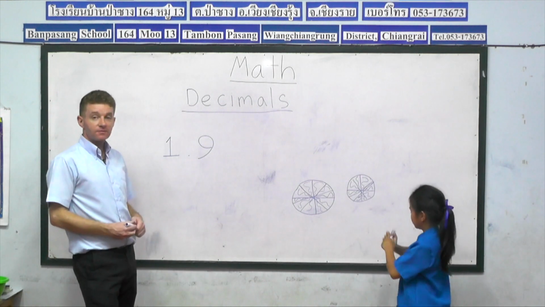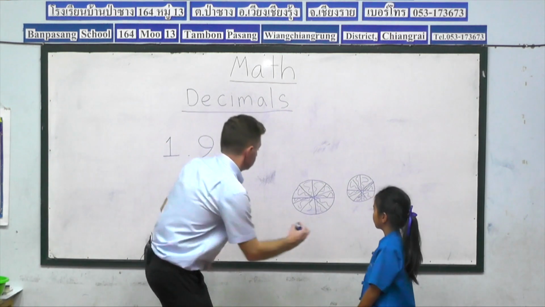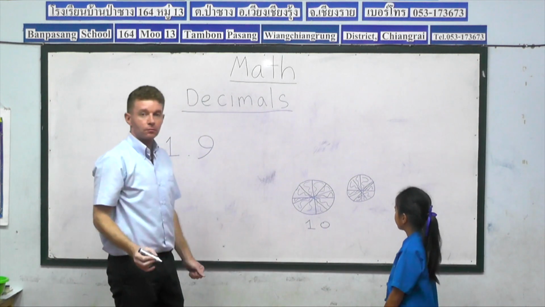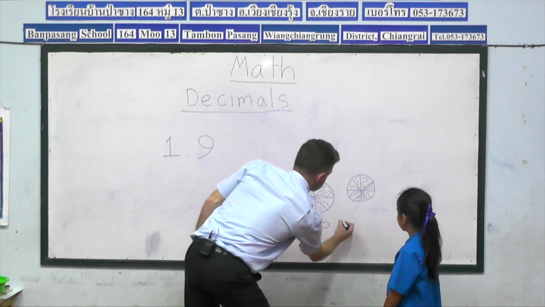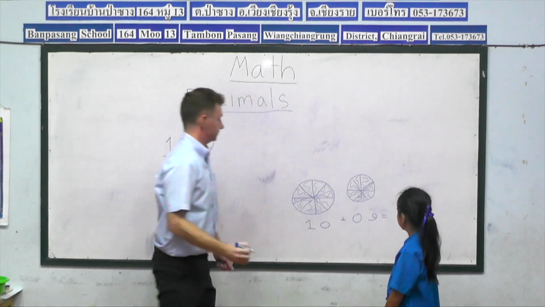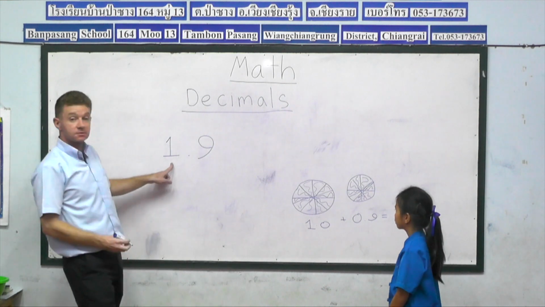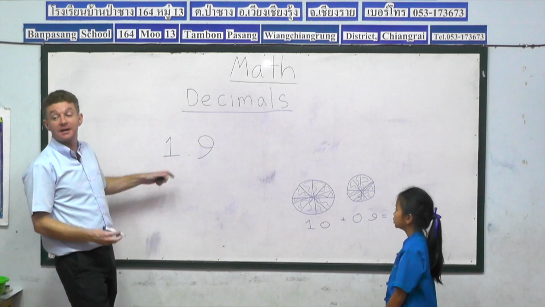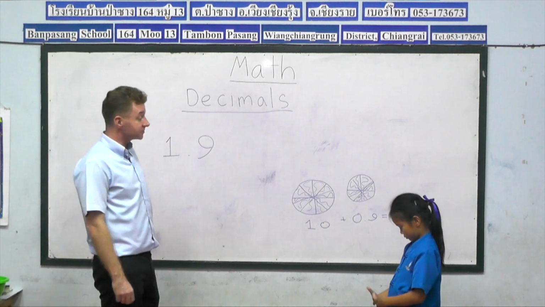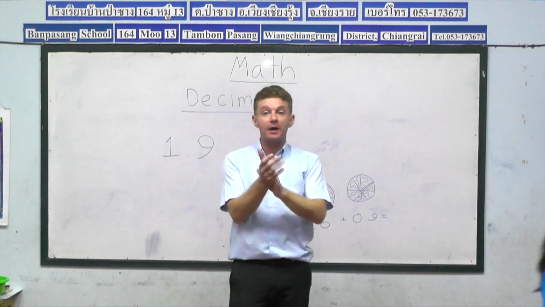Prel, that's excellent. So Prel's done the diagram. Let me borrow your pen one moment, Prel, because we've got one whole, 1.0, plus the decimal, 0.9. 1.0 and 0.9 equals 1.9, and that's how we do our mixed decimals. Prel, that was brilliant. High five, and a big round of applause for Prel, please, guys.